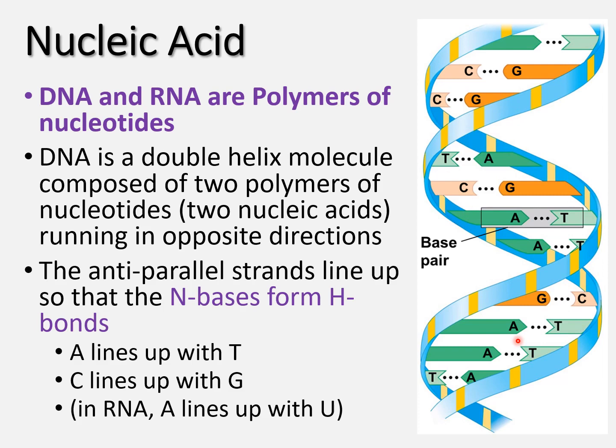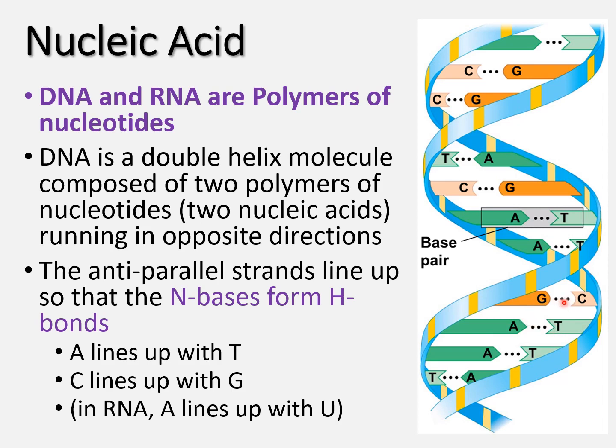So essentially what it is, it's composed of 2 polymers of nucleotides. So we have a string of nucleotides on one side and then another string of nucleotides on the other, running in the opposite direction. And so we call those anti-parallel strands. So one is running in one direction, one is running in the other direction.